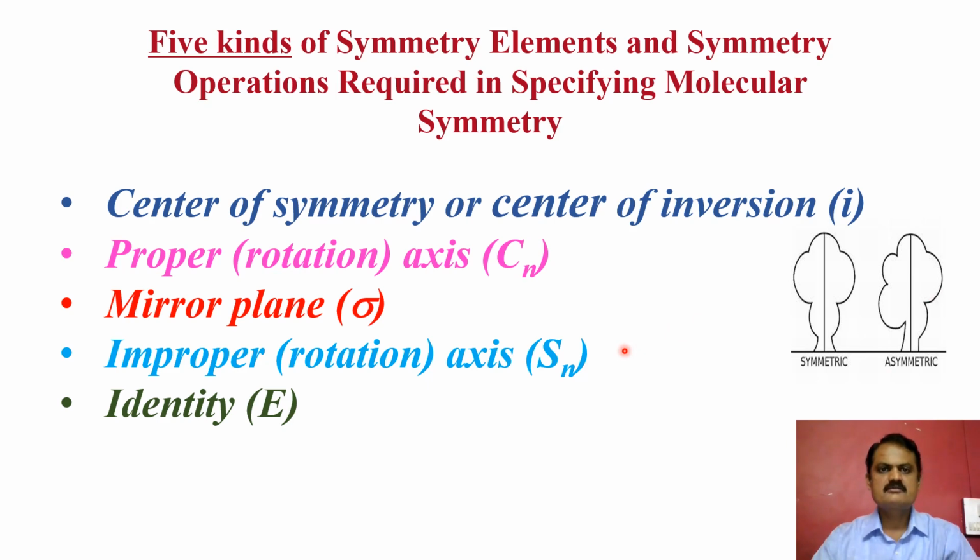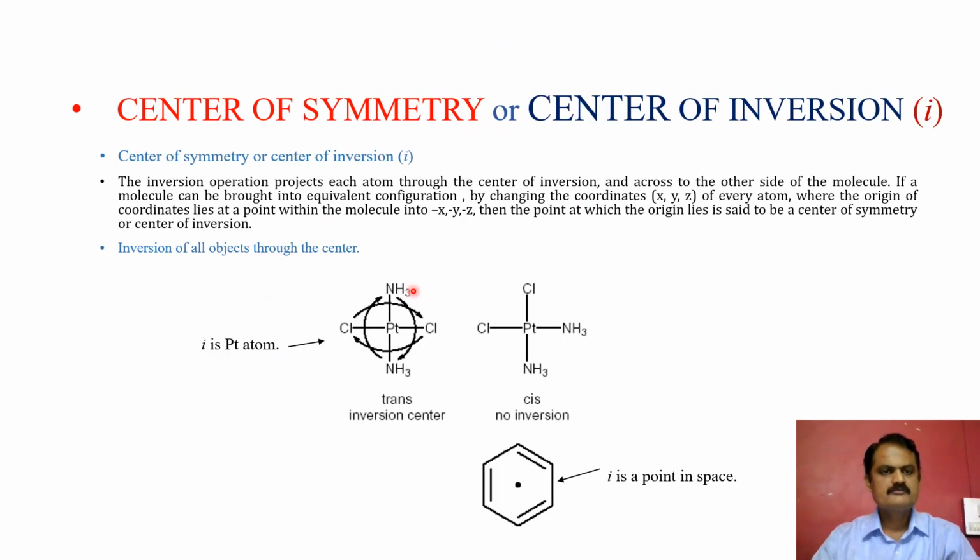By using these symmetry elements, we can say whether the molecule is symmetric or asymmetric. In this way, we can identify the molecular symmetry for each and every entity of the molecule. First, we are going to study the center of symmetry or the center of inversion, also called the inversion center. What do you mean by the inversion center?